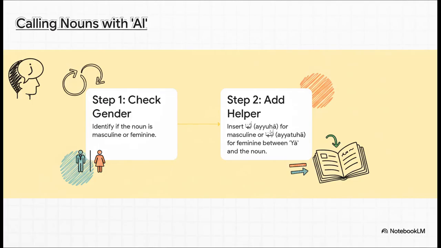The process is actually pretty logical. First, you check if the noun is masculine or feminine. Then, you insert a special little helper word right between ya and the noun. You're going to use ayyuha for masculine nouns and ayyatuha for feminine nouns.